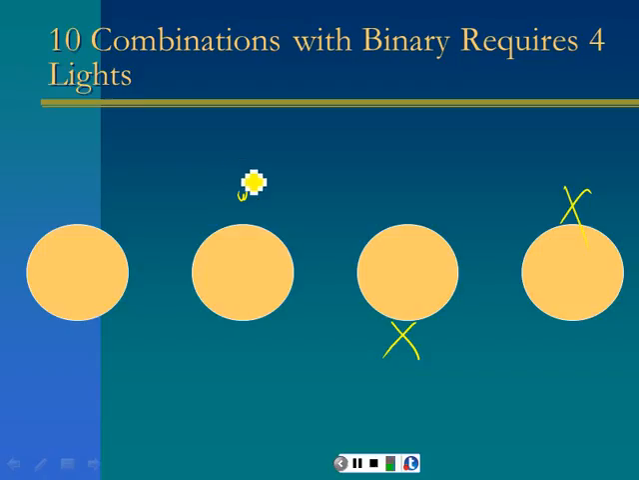This one and the last one over here, the first one I turned on, would be 5. This one and the one next to it would be 6. All 3 of the end ones would be 7. The one on the end down here by itself would be the 8th combination. 9 would be the 2 ends, and 10 would be this one and this one. Now, I could get up to 15 combinations with these 4 lights. But I have to have 4 lights to even get to 10.